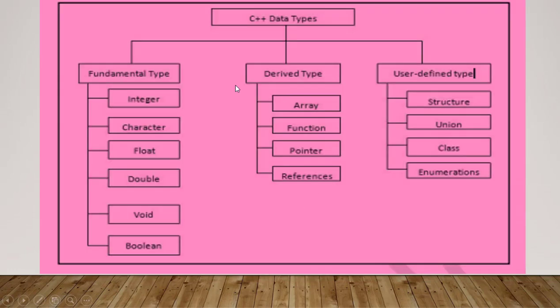Let us see what the fundamental data types are. Under the fundamental data types, you have integer, character, float, double, void, boolean. These are the different data types that come under the fundamental data type. Derived data types are the data types which have been derived from the fundamental data types. Examples for derived data types are arrays, function, pointer, reference. All these are examples of derived data types. Then comes user-defined data types. User-defined data types are structure, union, class and enumeration.